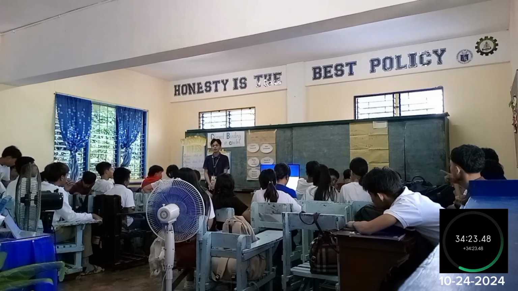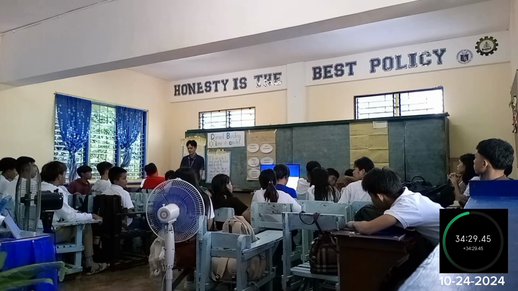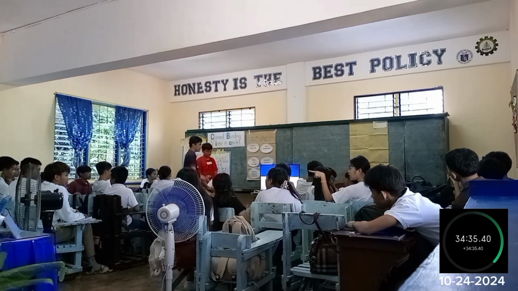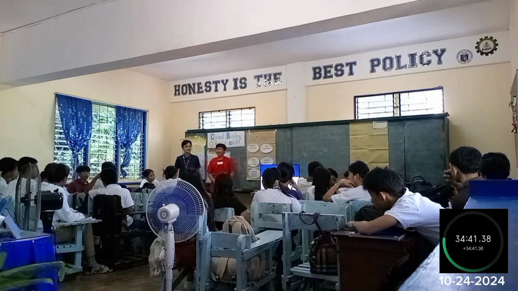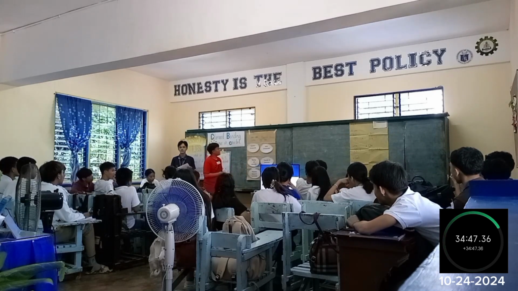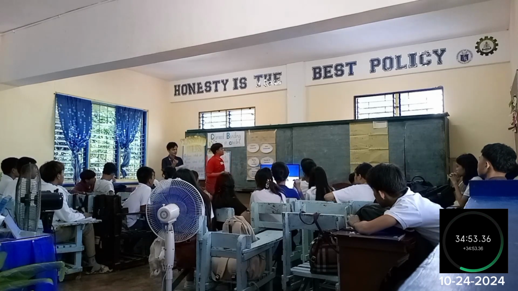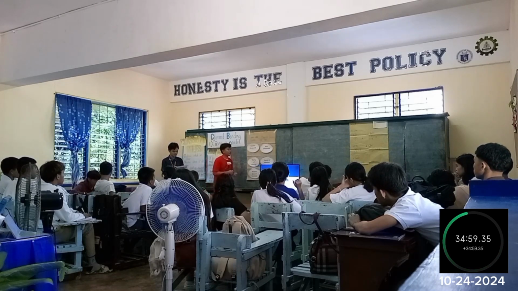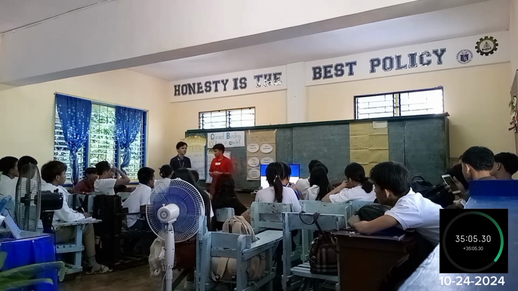So may I ask the representative of Group 1 to please present their output? Yes, Tracy. Morning everyone, I am from Group 1. Chemical bonding. Covalent and ionic bonding. Covalent compounds share electrons. Ionic compounds transfer electrons and happen between metals and non-metals. Thank you, Tracy.